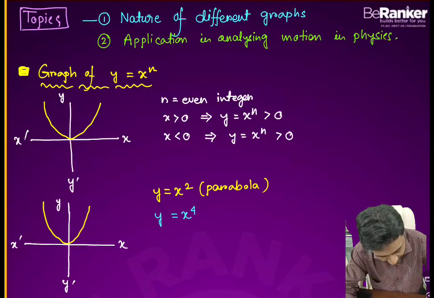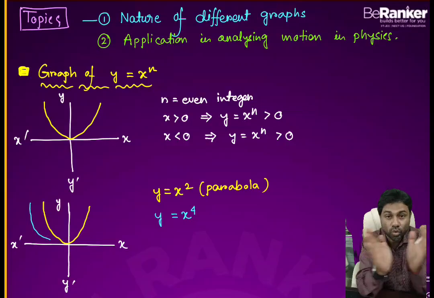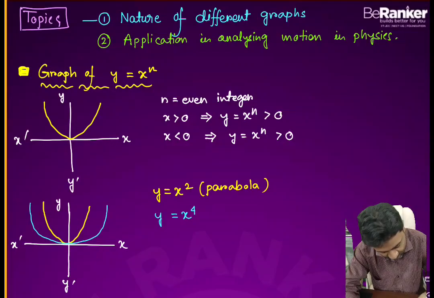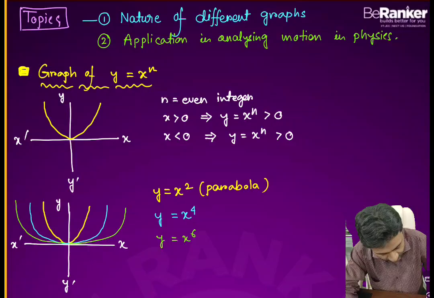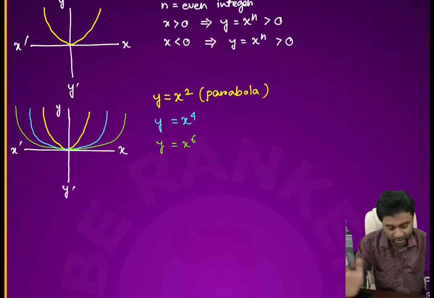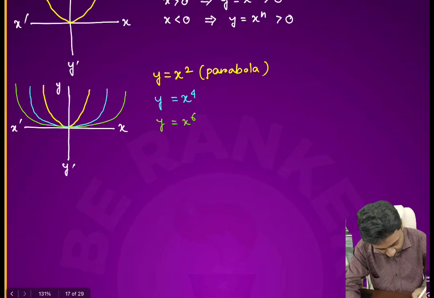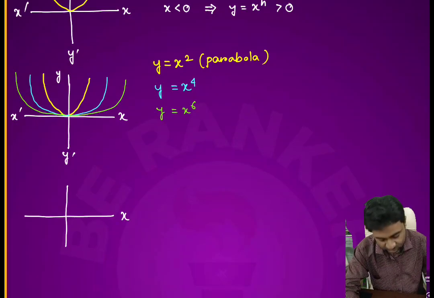Now if y becomes x to the power 4, the graph will shift towards the right more. That is, the graph will be more widespread. The more the power, the more widespread the graph is. So like this. If you take y equal to x to the power 6, the graph will be more widespread, like this, and so on. So as the power increases, y equal to x to the power n becomes more and more widespread. The next thing, of course, we will discuss is what the graph looks like if the power is odd, that is 1, 3, etc.